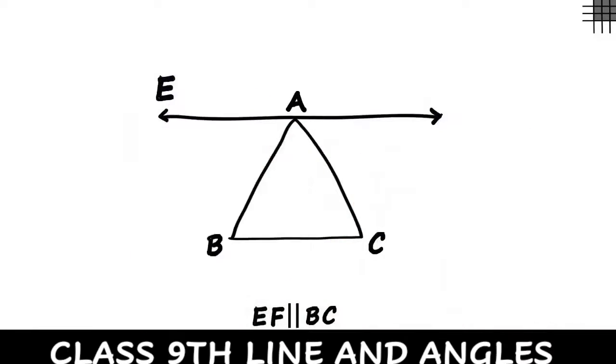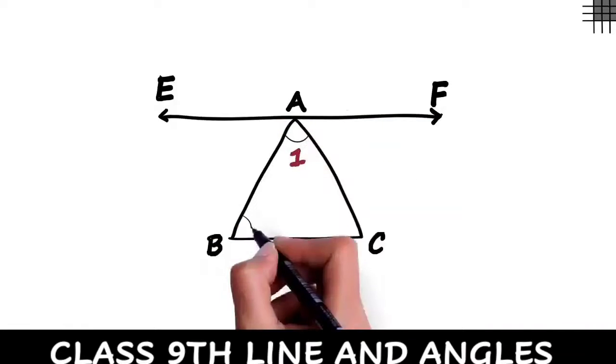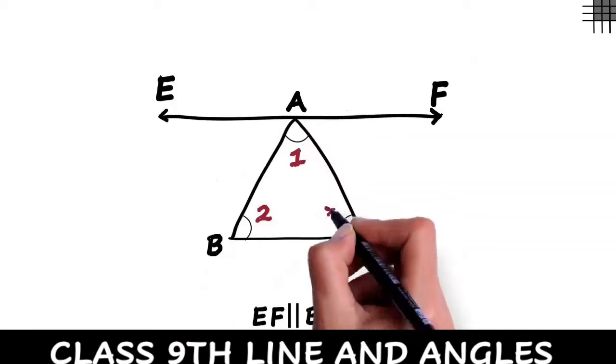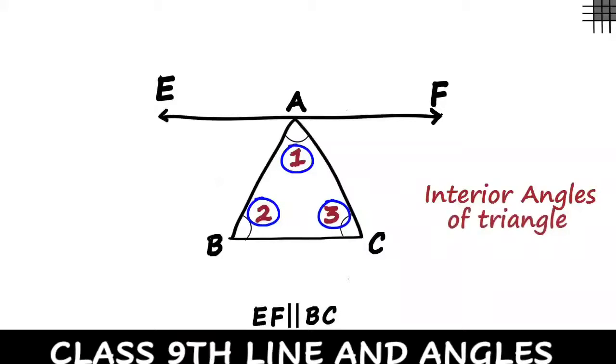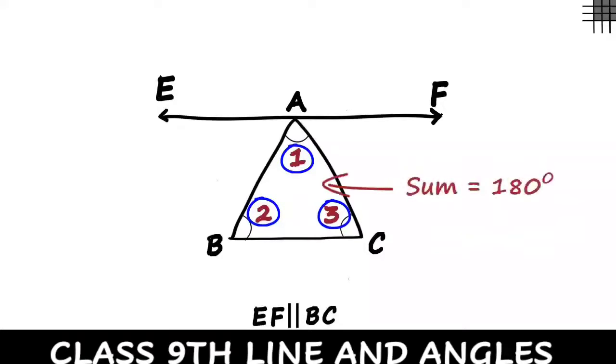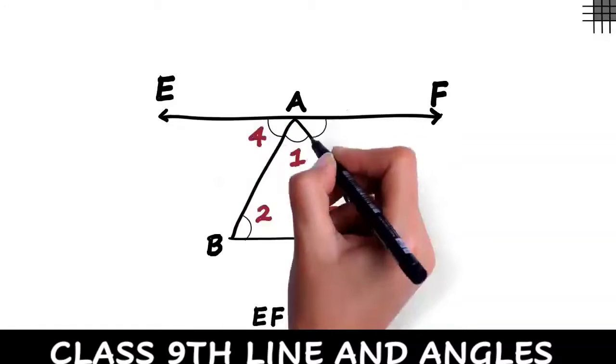It passes through point A and is parallel to BC. You can see that many angles are formed. Let's name them. Let this be angle 1, let this be angle 2, and let this be angle 3. Angles 1, 2 and 3 are the interior angles of the triangle and their sum equals 180 degrees. There are two more angles that are formed outside the triangle. Let's call them angle 4 and angle 5.